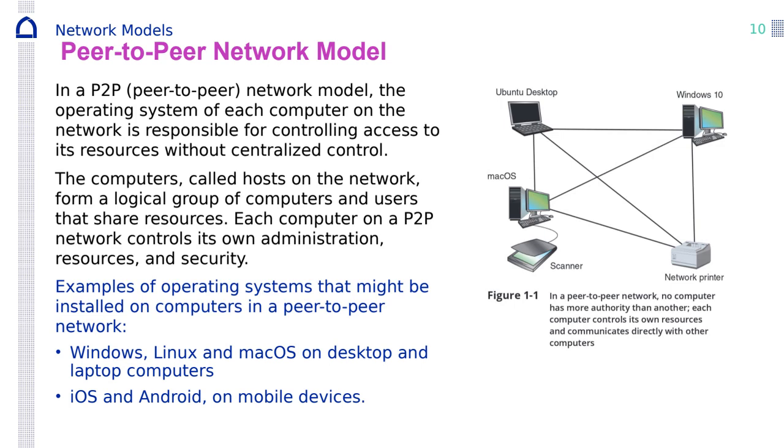Okay, now we talk about the network models. We have peer-to-peer network and we have client-server network. Peer-to-peer is the simple network. Imagine you are at home, you have one printer connected to your computer, you want to share it with another person at home. You can share it. So this is a small network.